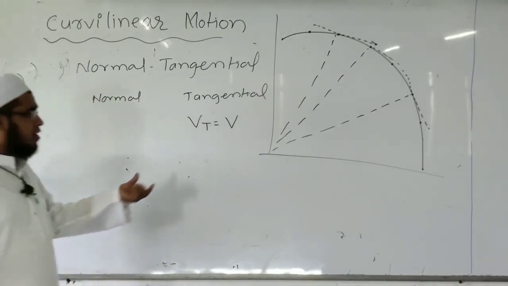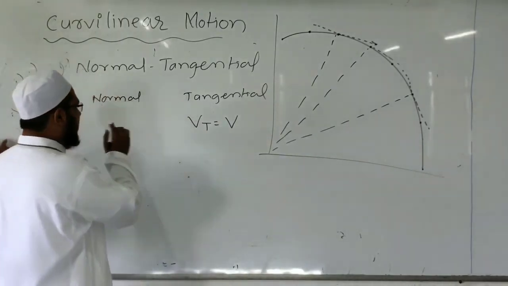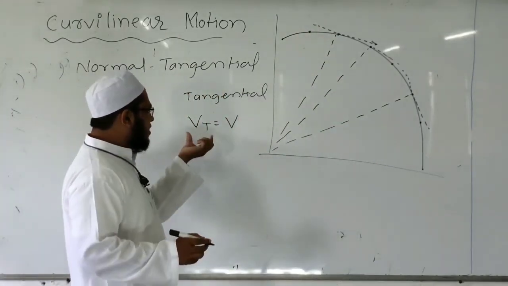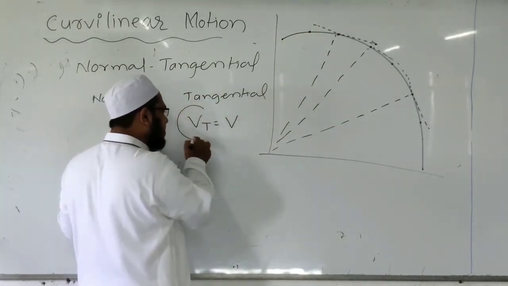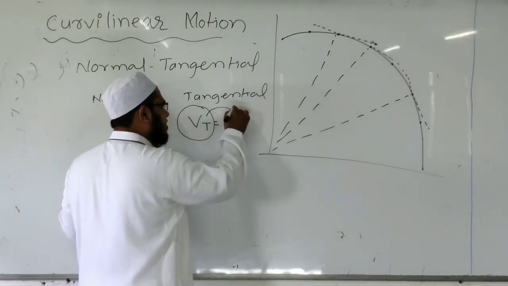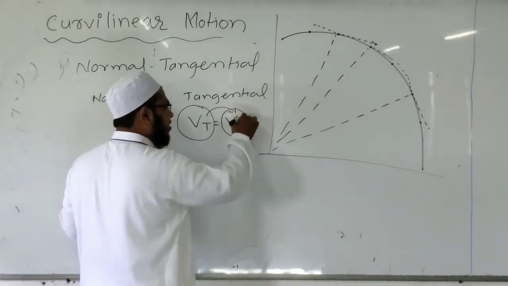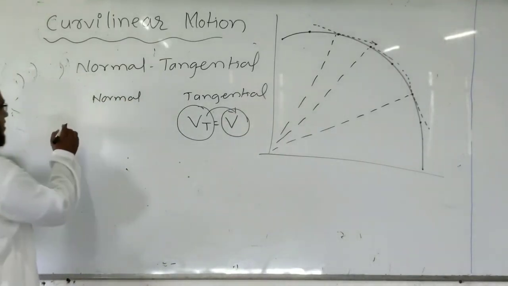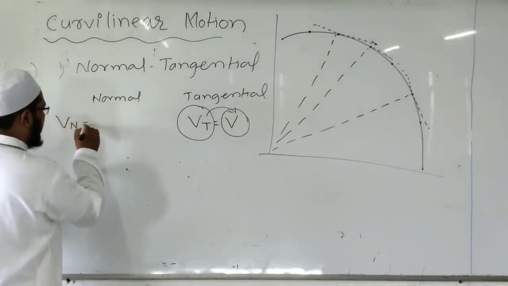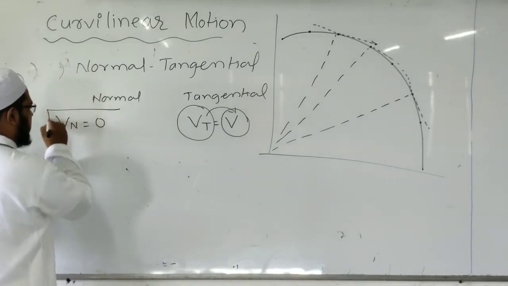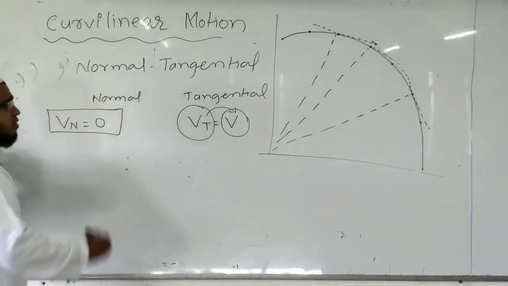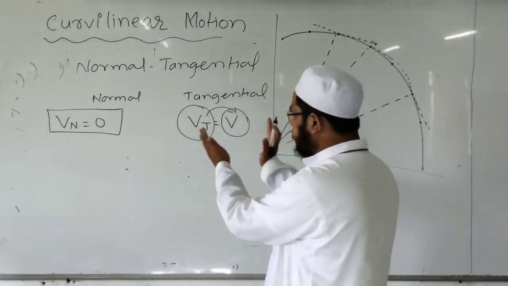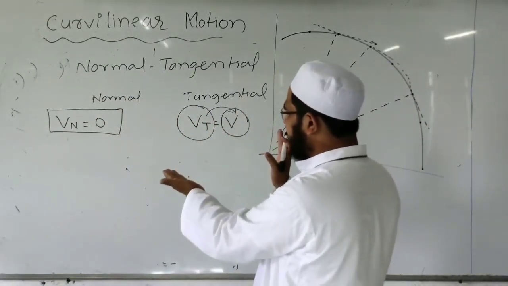Again, I am repeating. In the normal tangential system, the velocity is always in the tangential direction. Whatever the component in the tangential direction, it is always equal to the total velocity of the object, and Vn, the normal component of the velocity in that case, is 0. The normal component of the velocity is 0. No need to resolve in this case.